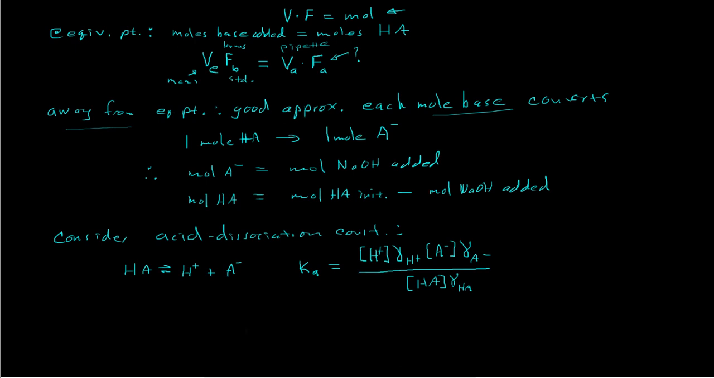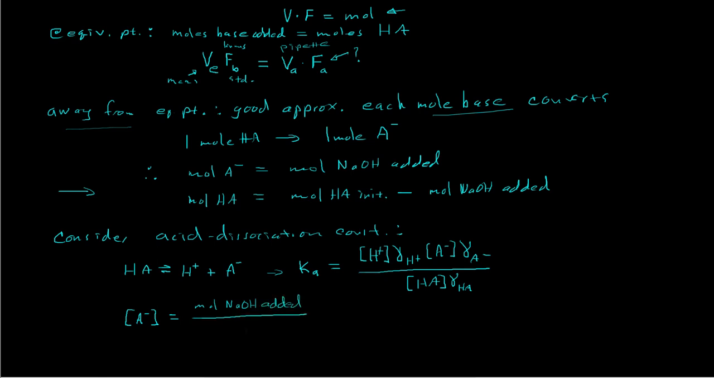All right, we want to think about doing some substitution into this equation. It turns out from our conclusions up here, we can actually calculate what this A minus concentration is and substitute that into this equation up here. So what is A minus? A minus is going to be the moles of sodium hydroxide added, because we figured that out. Moles of A minus equals moles of sodium hydroxide added.